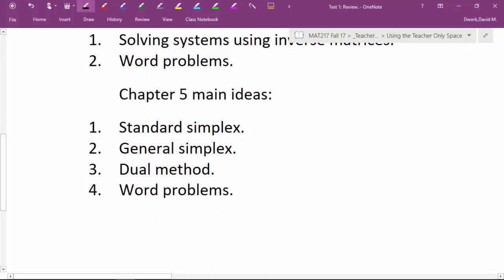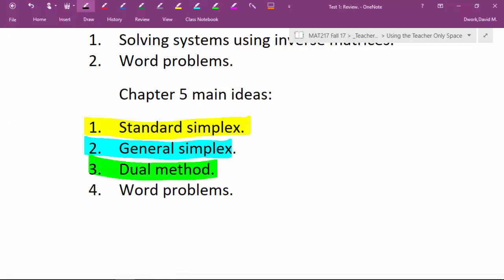All right, then on to chapter 5. What were the main ideas? Not the graphing and shading and testing corner points. That was supposed to be review. It's standard simplex, general simplex, and dual method. So the key to this is being able to recognize what is a standard problem, what is a general problem, and when am I using each technique?